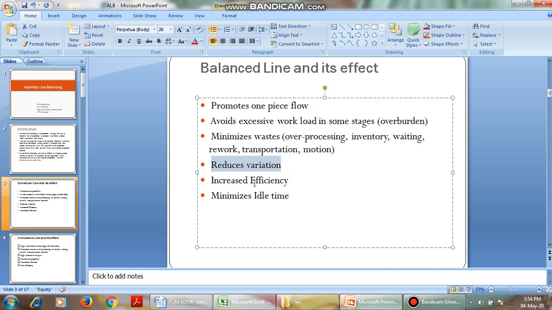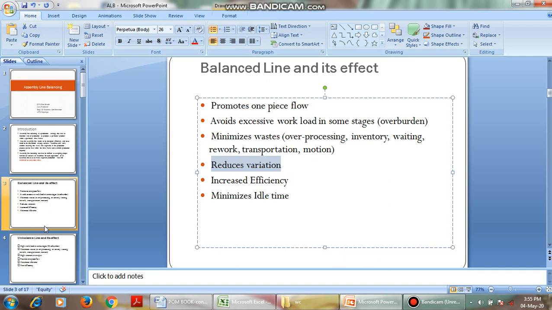Efficiency is nothing but how well we can produce the products. Our efficiency can also be increased, and it minimizes the idle time. What is idle time? That is, there is no wastage of time from one activity to another activity. That time can be reduced.